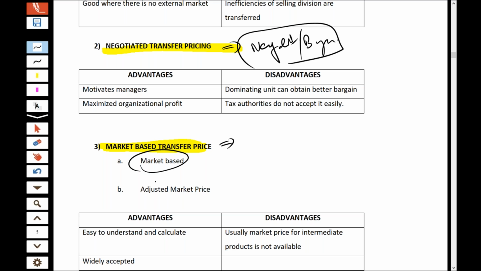Now, at times what happens is there is an adjusted market price that is used. What is this adjusted market price? The difference between the market-based transfer price and the adjusted transfer price is that you use the market value, but then you bring about the adjustment of the cost saved by selling internally.